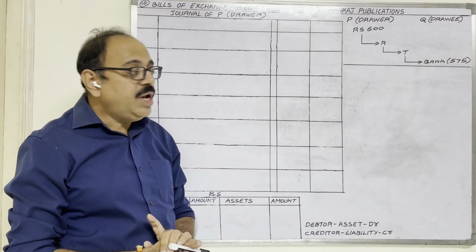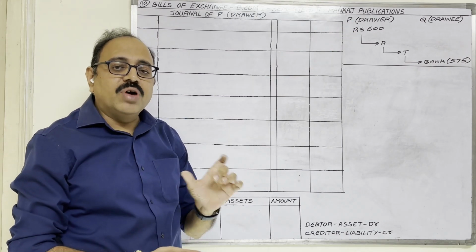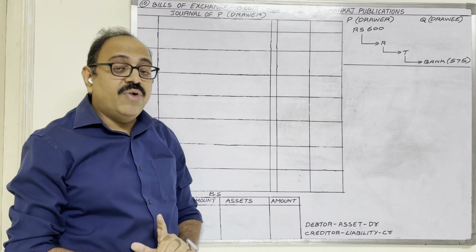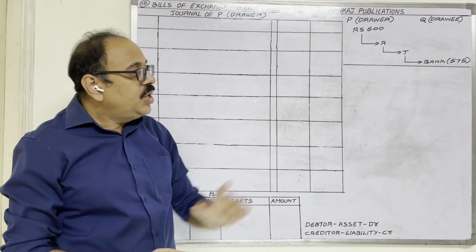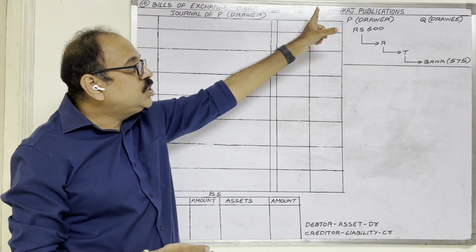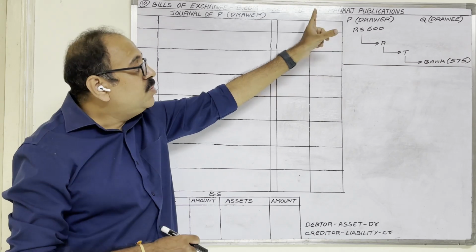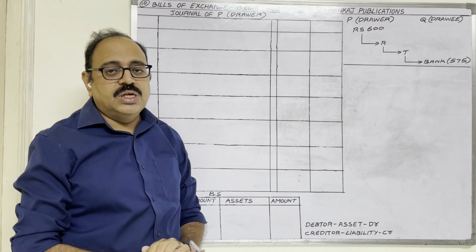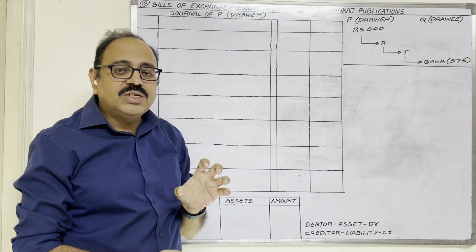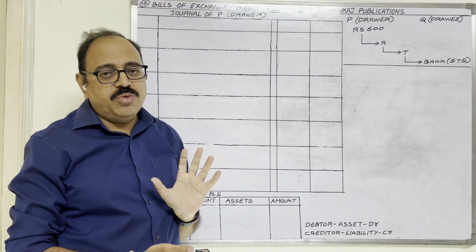So first, what happened? P received acceptance from Q on a 600 rupee bill. The question is, why is Q giving acceptance on this bill? Because Q has to pay 600 rupees to P. Why does Q have to pay? Because earlier P sold goods to Q on credit for 600 rupees. So first, for that sale we have to think of the journal entry: sold goods to Q, 600 rupees.